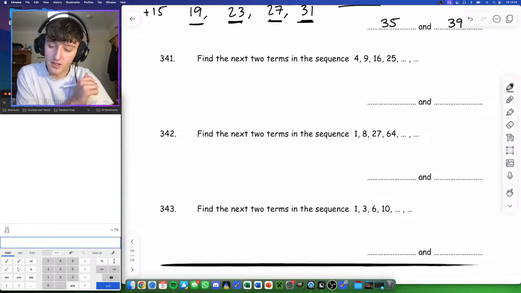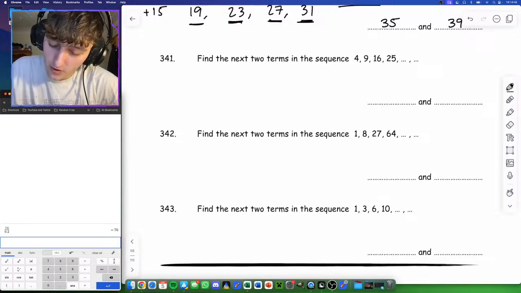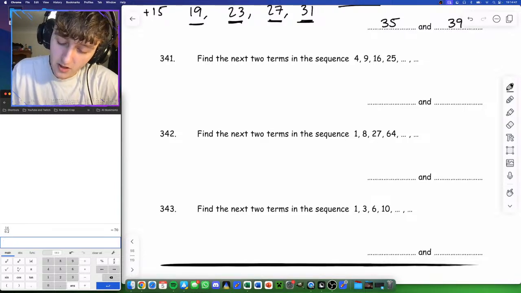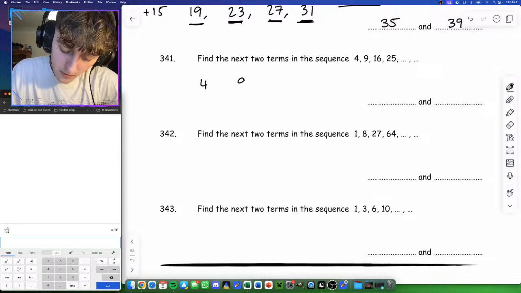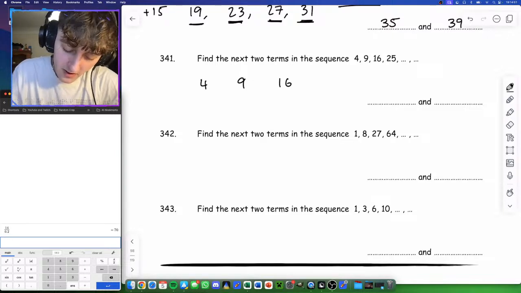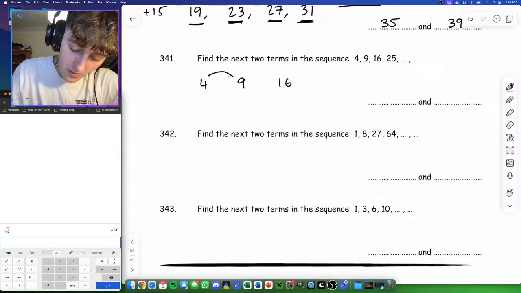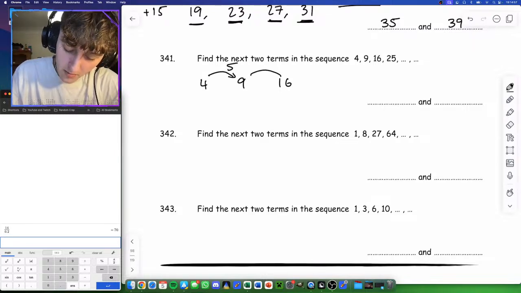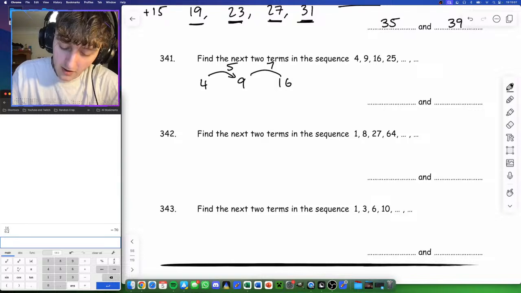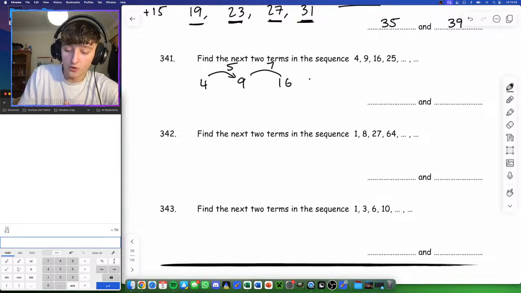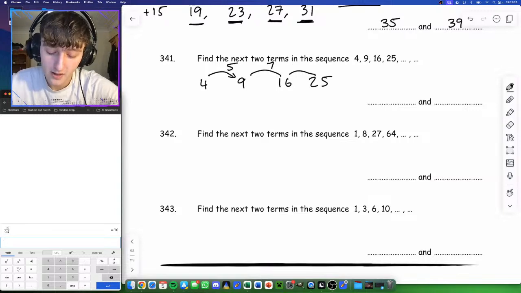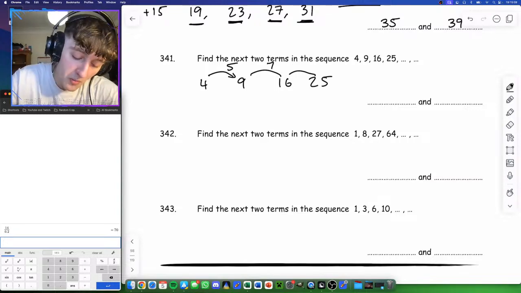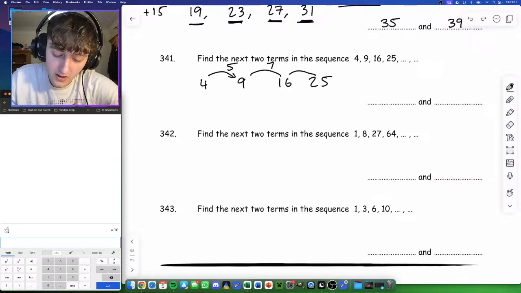Find the next two terms in this sequence. So 4, 9, 16, 25. Let's check this out. 4, 9, 16. So it goes up by 5, and this goes up by 7. And then that means that you haven't got a constant difference, have you? So what you can do here is notice that this is actually a square sequence. It might be missing the 1, but that's fine for now.